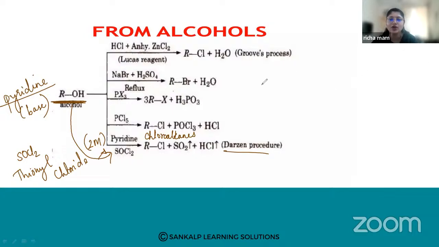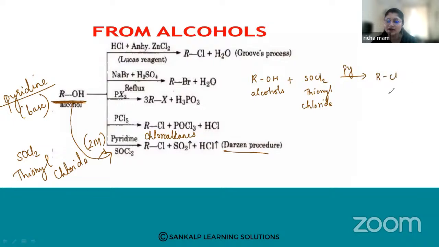Important for 2 marks. If they ask you to write the general reaction, what will it be? Alcohol. Whenever you are writing the reactions, make a habit of writing the names also. So alcohols, you treat with thionyl chloride in the presence of pyridine. This is thionyl chloride. Make a habit of writing the names. Thionyl chloride in the presence of a base, what will you obtain?